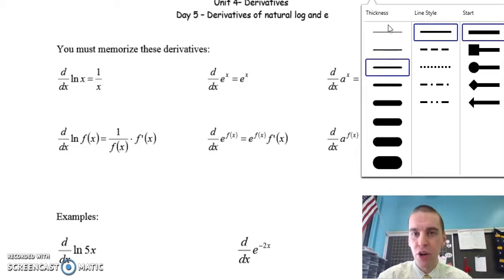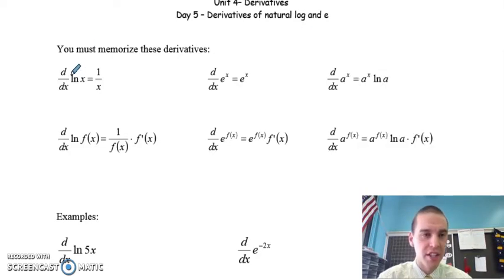Good news, we're getting almost to the end of the memorize and do by hand plug and chug kind of problems. But we're going to look at the derivatives of natural log and exponential functions with different bases. Of course, not having a base of 1 because then we would not have an exponential function. So the derivative of ln of x, 1 over x, memorize it. Derivative of e to the x is e to the x. The derivative of a to the x is a to the x ln of a.